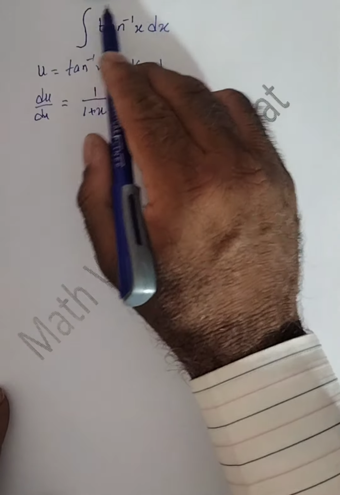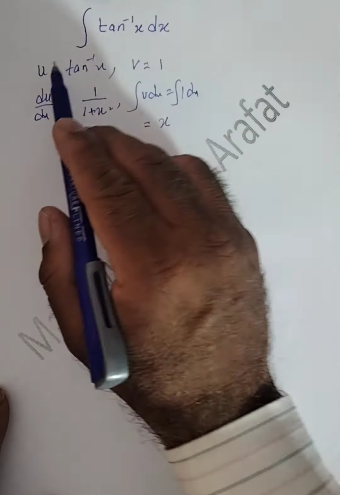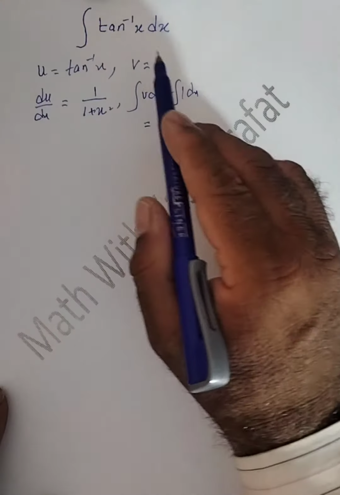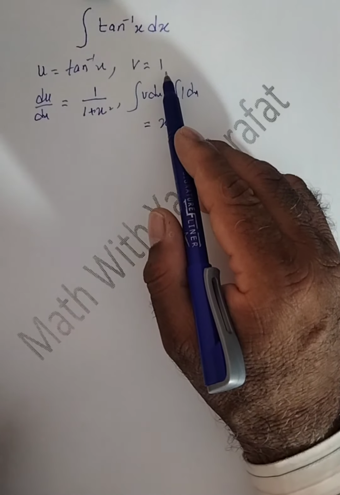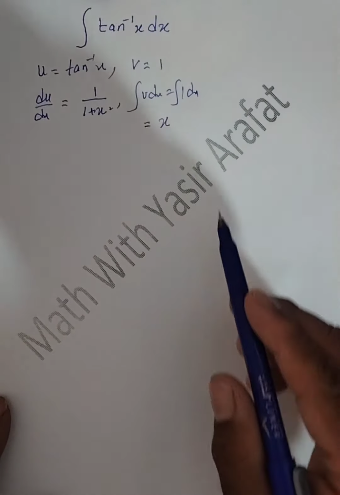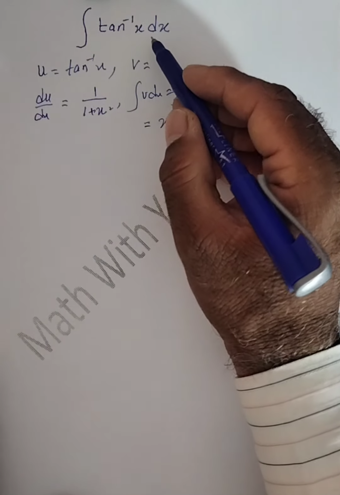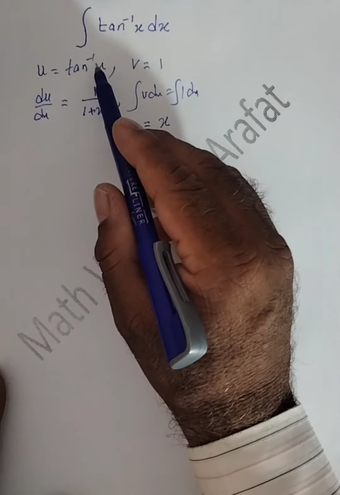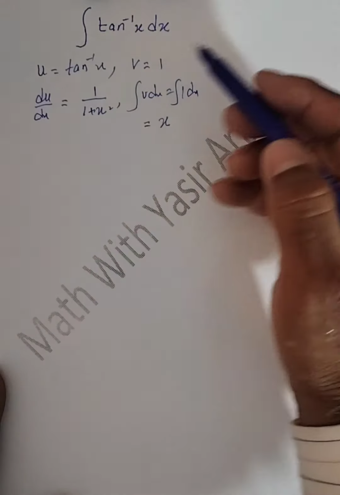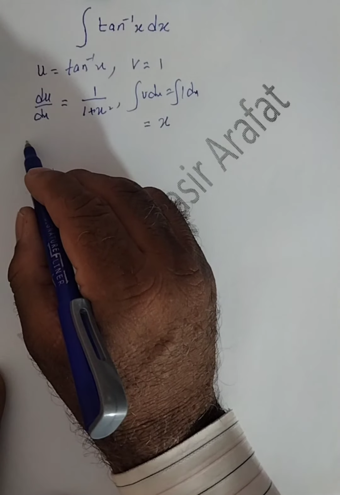If only one function is given and we have to apply by parts, then we have to take that function as u. U cannot be equal to 1, because the derivative of u would be 0, and then the whole function would become 0. Therefore, whenever one function is given, we take that function as u, and v equals 1. The derivative of tangent inverse is 1 over 1 plus x square, and the integration of 1 is x. Now we have to apply by parts.